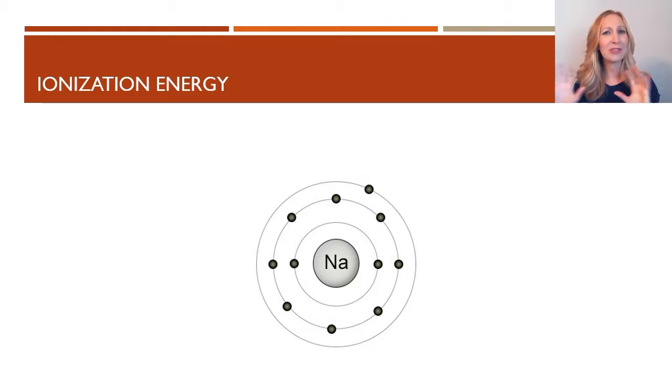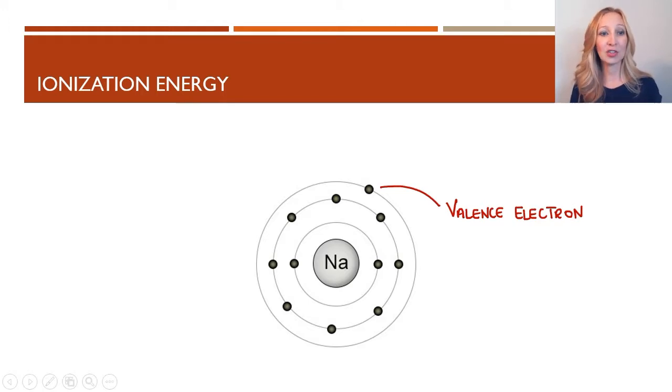They are sort of flying all over around in an atom, and what we are going to focus on in this lesson specifically are the valence electrons. So those outermost electrons. So in this sodium atom, this picture of a sodium atom, sodium has one valence electron, and that electron is in the third energy level.